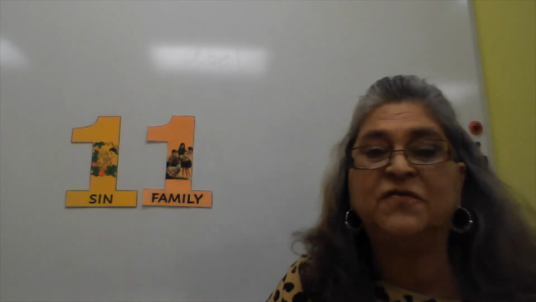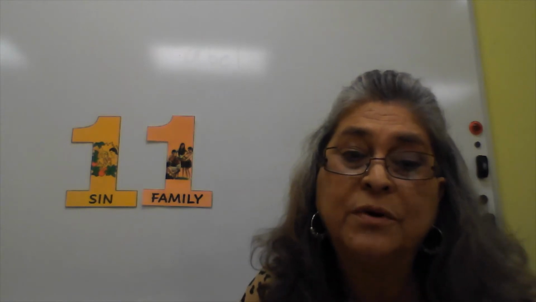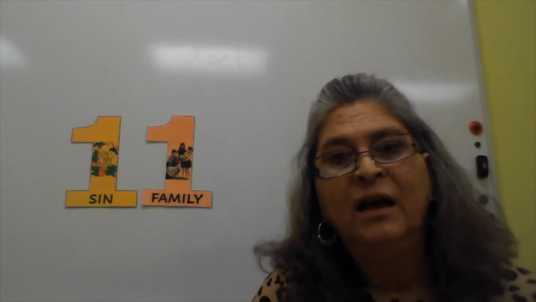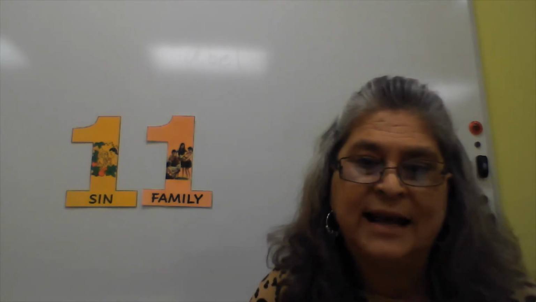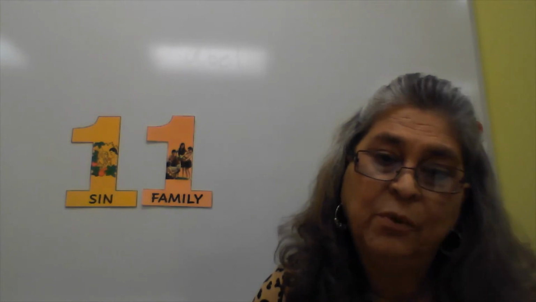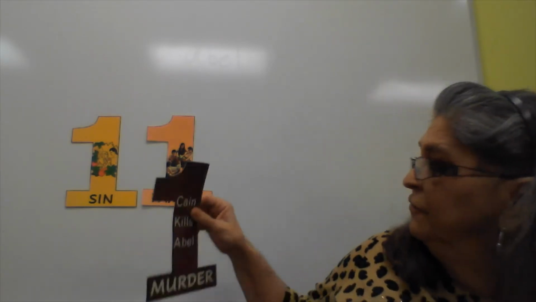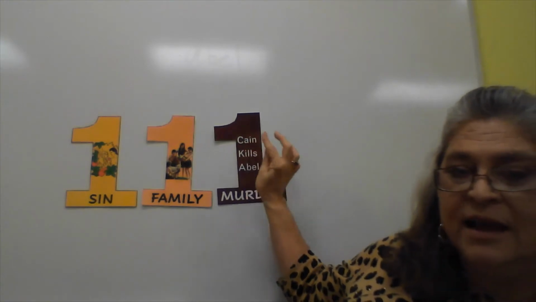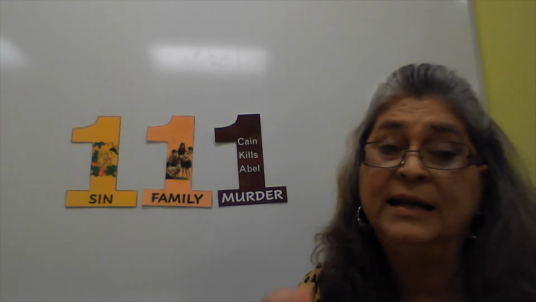Then we talked about the first family. Can you name the first family? Who were there? Who was the dad? Adam. Who was the mom? Eve. Who were the 2 sons? Cain and Abel. And then something very sad happened in that family, didn't it? Do you remember what it was? The first murder. Oh, sadness. Can you imagine how Adam and Eve must have felt? But remember, Cain killed his brother Abel because he was jealous and he didn't do what God said.